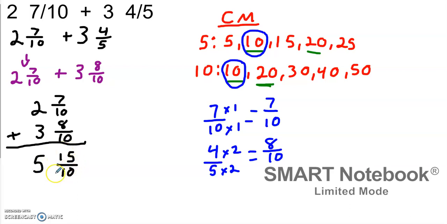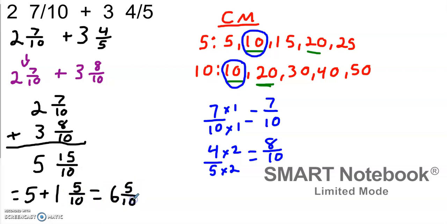But if I look at this, I go, okay, my numerator is larger than my denominator. 10 pieces equals a whole. So if I took 10 pieces out of this, I know that I have another whole. So this is going to equal whole number 5 plus another whole number 1. And since I took 10 pieces out of here, I'm only left with 5 pieces in my numerator. So 5 plus 1 gives me 6, and I have 6 and 5 tenths.